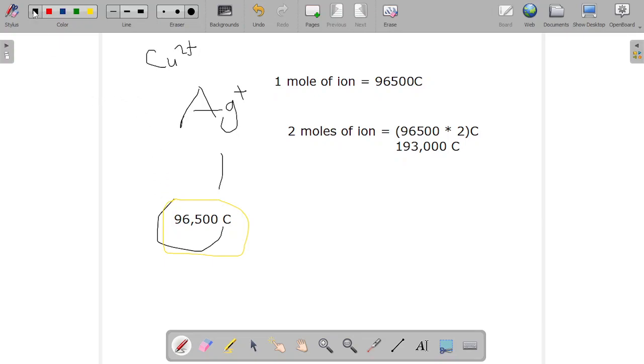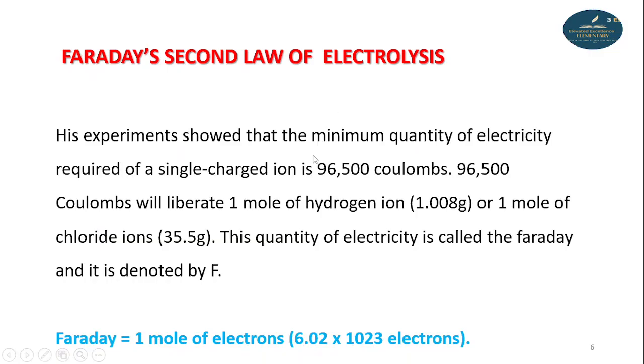So in the calculation I worked out here, 1 mole of the ion will liberate 96,500 coulombs. So for a double charged ion, an ion that has more than a charge, 2 moles of ion is definitely going to be 96,500 times 2 coulombs, which is 193,000 coulombs. So we should take note of that.